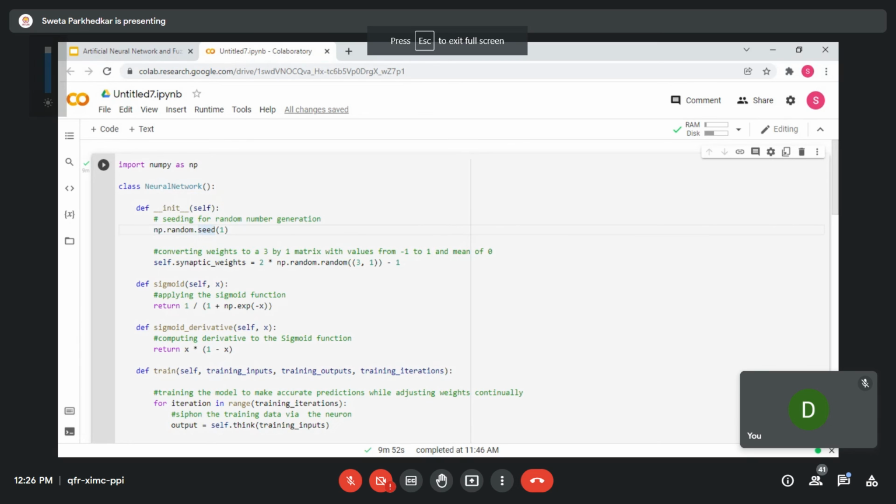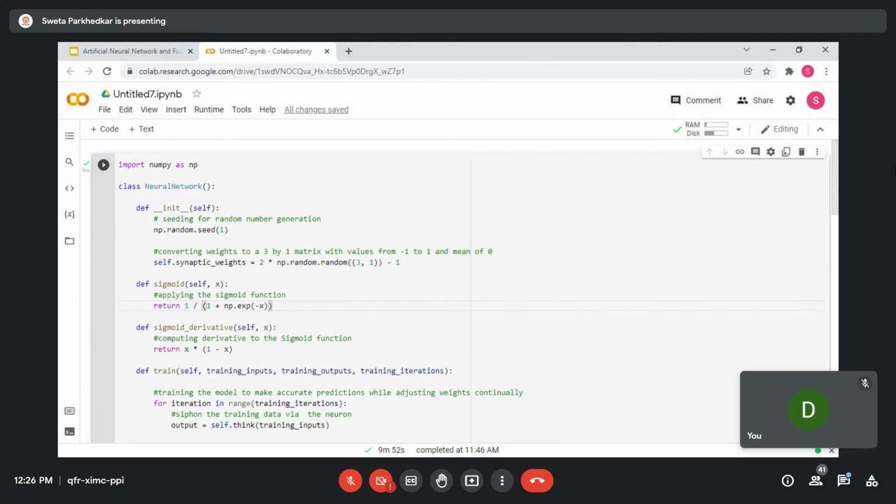Okay, now here I am converting the matrix, converting weights to a 3 by 1 matrix with values from -1 to 1. So this will also generate some random numbers which will be from -1 to 1. Like for our bipolar step function, if it is less than theta and if it is greater than theta, it is in between 1 and -1. So this particular variable will hold some of the random values.